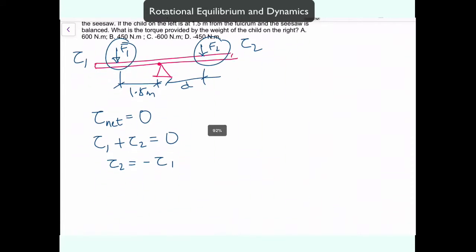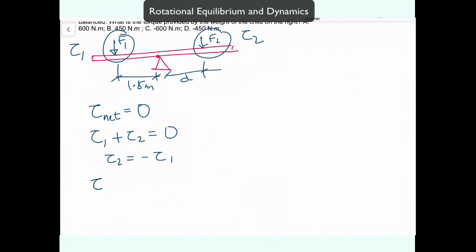So what is torque 1? Since the lever arm, which is 1.5, and so this is R1, the force and the lever arm are perpendicular to each other. The lever arm means, from the point of rotation to the line of action of the force. So you have torque 1, which would be equal to R1, 1.5, and of course F1, which is the weight of the child on the left, which is 400 Newton. So torque 1 will result in 600 Newton meter.